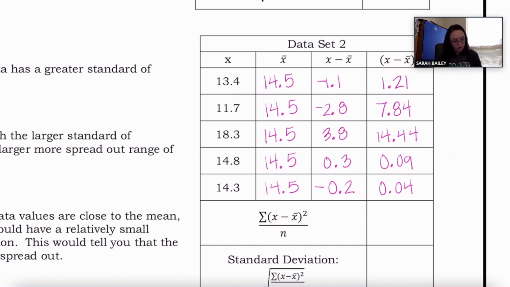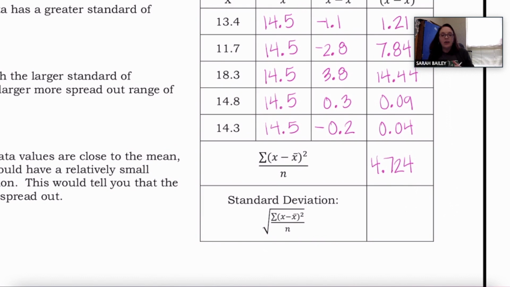So I'm going to do 1.21 plus 7.84 plus 14.44 plus 0.09 plus 0.04. And that gives me 23.62, which I'm dividing by 5. So I now have 4.724. And the last step is to take the square root of that.